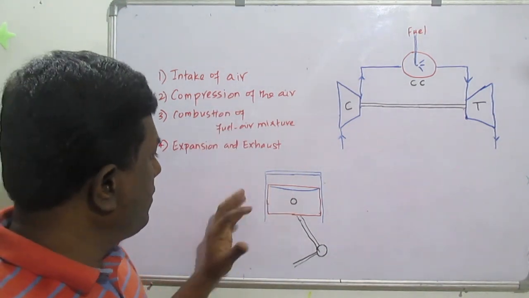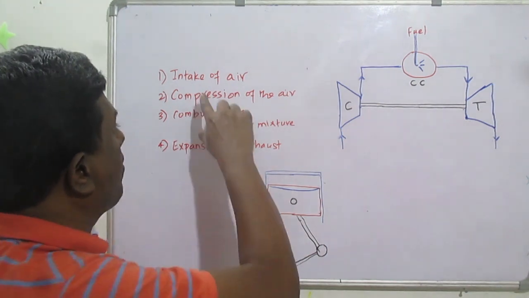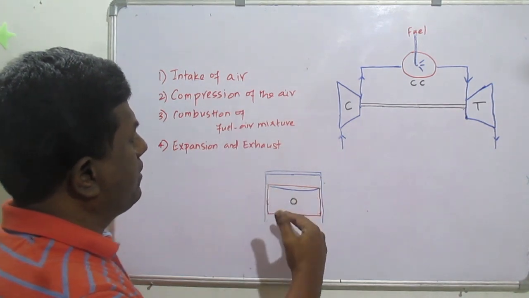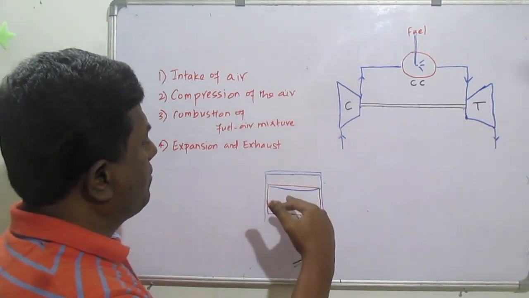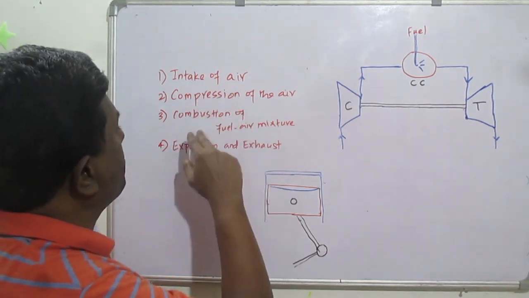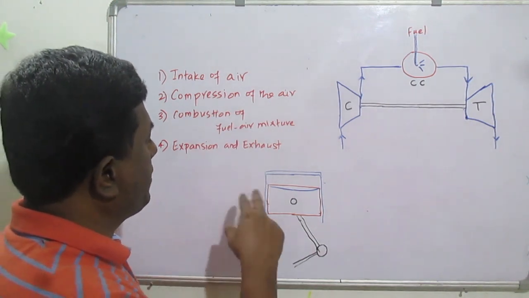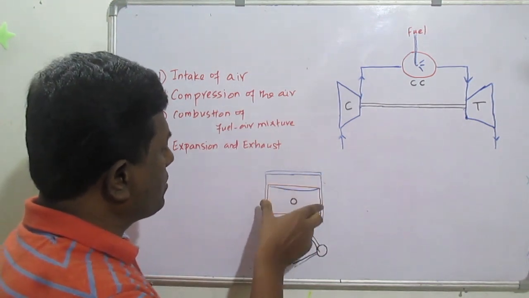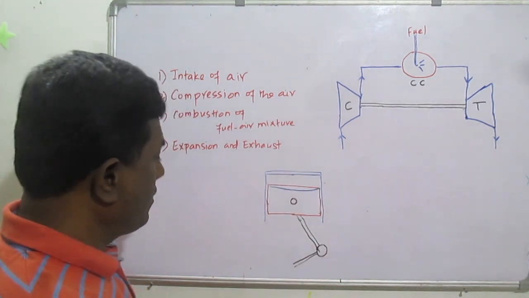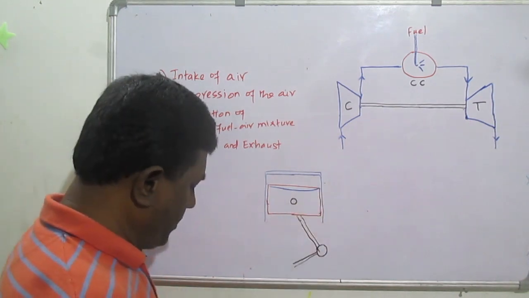So in the case of the IC engine, what happens? All four processes take place in the cylinder head. Either it is the intake of the air, compression, combustion, expansion, or exhaust, all four processes take place in the IC engine, in the cylinder assembly, we can say.